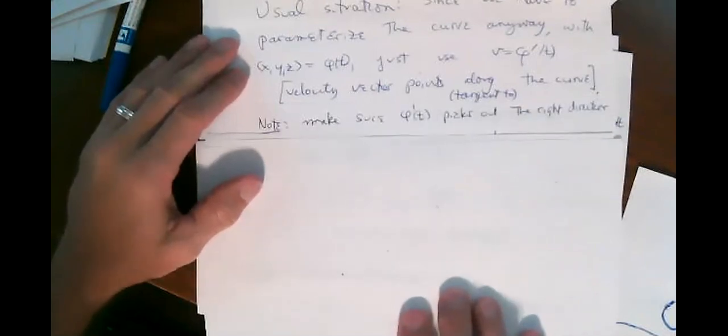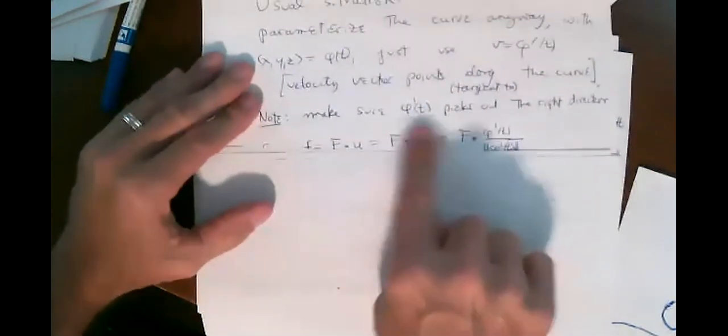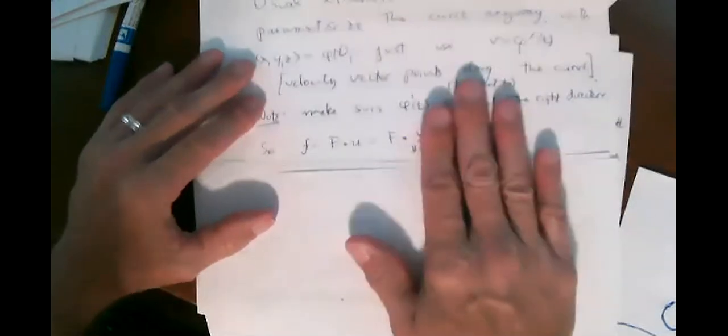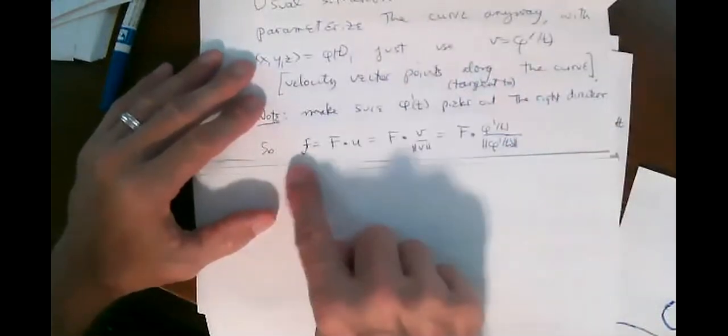All right, so then what are you going to do? Yeah, make sure that your velocity vector is pointing in the direction that your application requires you to do. So now, how are you going to get the function you're supposed to integrate? How am I supposed to get my path integral?